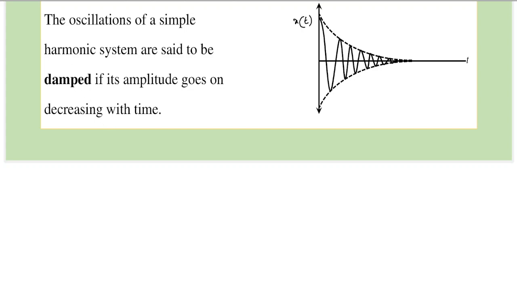Hello everyone, let's study about damped oscillation. Now there are many instances where a body undergoing simple harmonic motion does not keep a constant amplitude. The amplitude will keep on decreasing. Such oscillations in which the amplitude decreases with time are called damped oscillations.